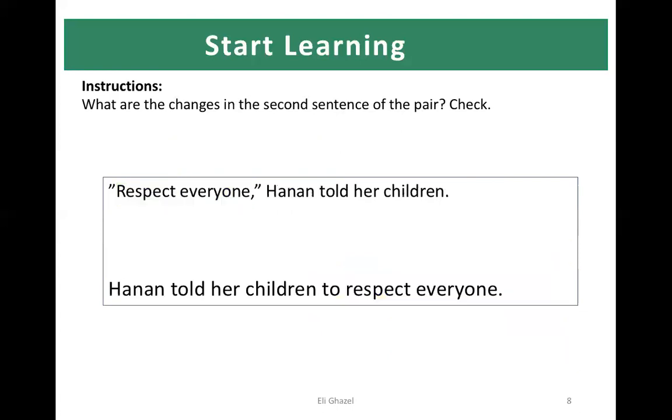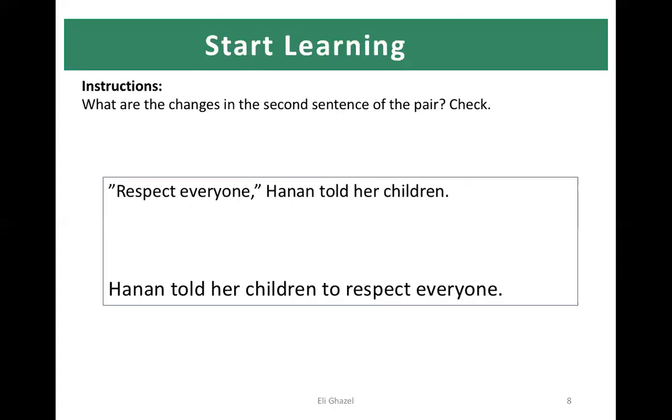Now we go to the next one. Respect everyone, Hanan told her children. Hanan told her children to respect everyone. Again, we want the changes, but we do not need to preach or mention the values that are underlying the sentences that we have as examples.